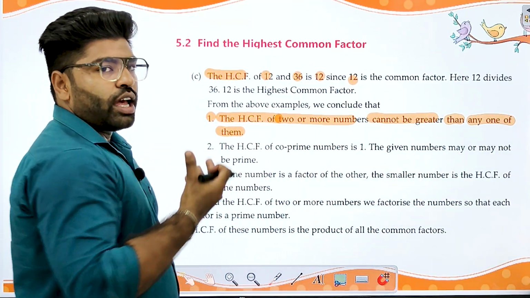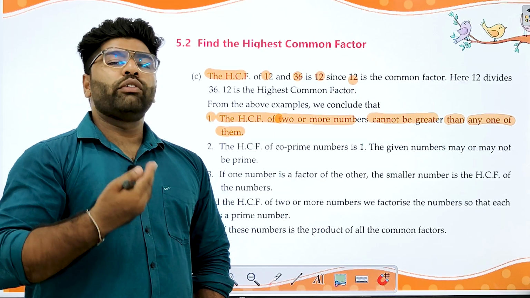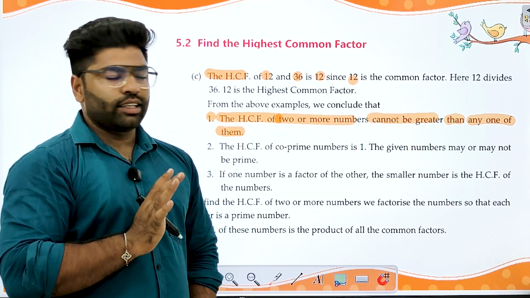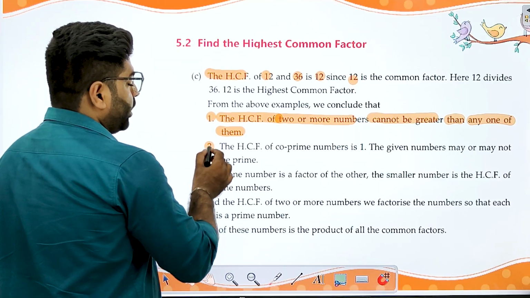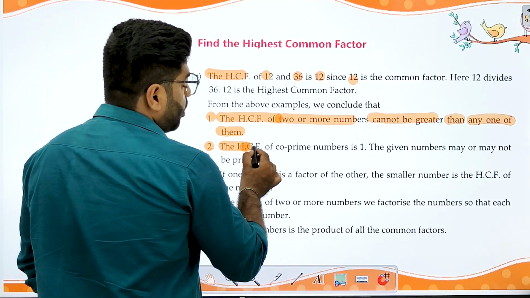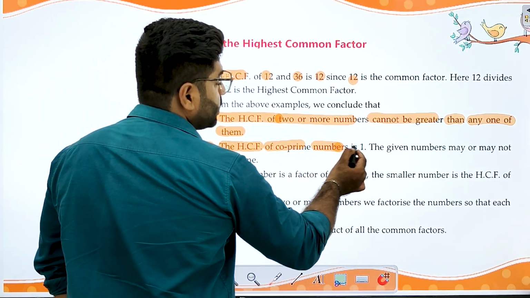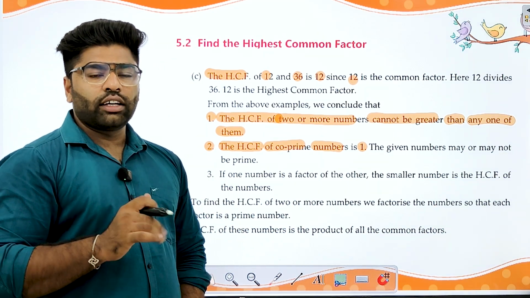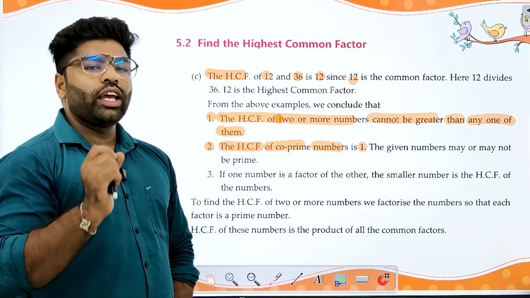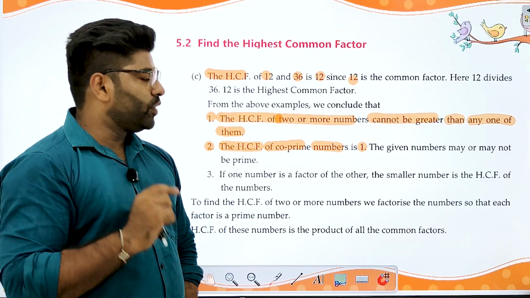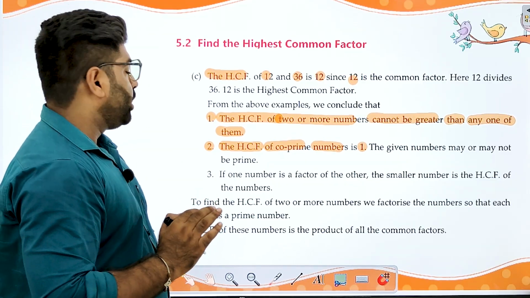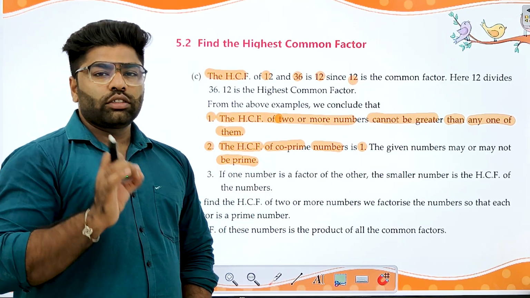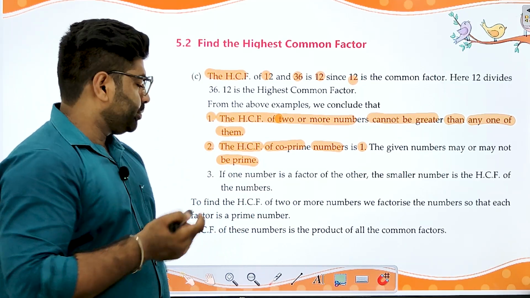I told you, when we have to find the highest common factor, it will be equal to or less than them. Clear? The second point is that the highest common factor of two prime numbers is 1, because they don't have any common factor other than 1. The given numbers may or may not be prime, so it is quite possible they are prime or not.